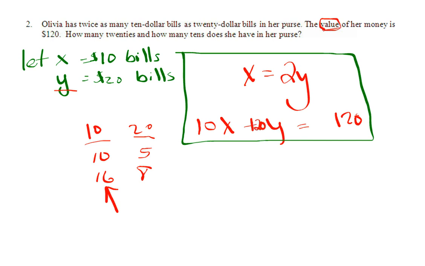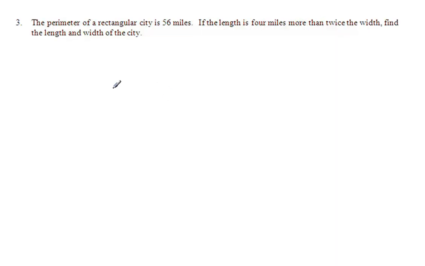Okay, let's go on to number 3. The perimeter of a rectangle is 56. If the length is 4 miles more than twice the width, find the length and the width. Now, earlier we did problems like this, where we draw the picture and we just used one variable. If we let w be the width, in the picture we could say the length is 4 more than twice the width.